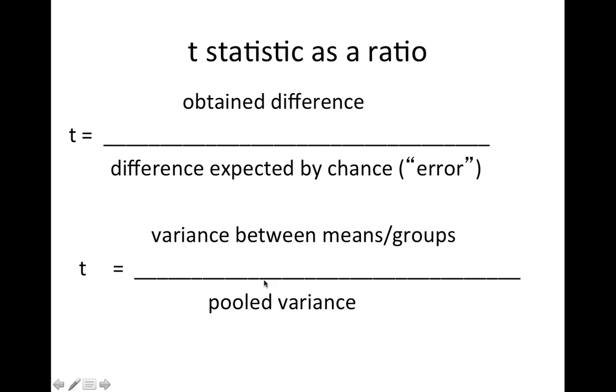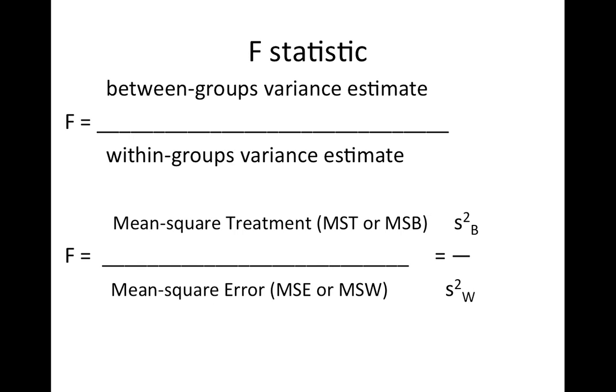But a t isn't a ratio of variances. A ratio of variances is an F statistic. We know that if you take one variance divided by another variance, you wind up with an F statistic, and it will be distributed as an F, the same distribution that Ronald Fisher discovered and described.